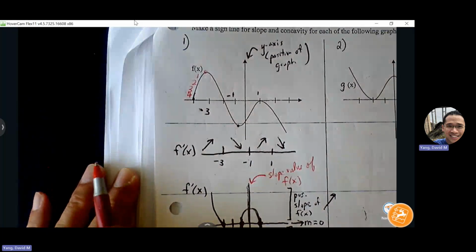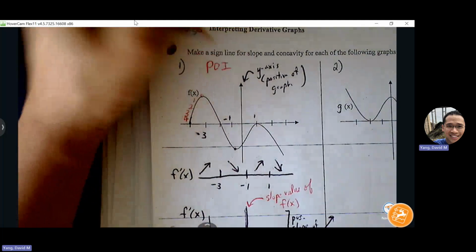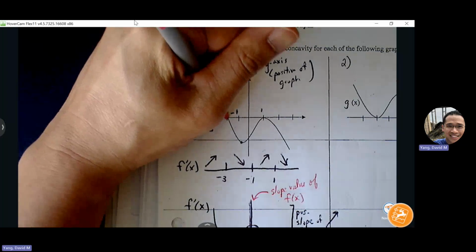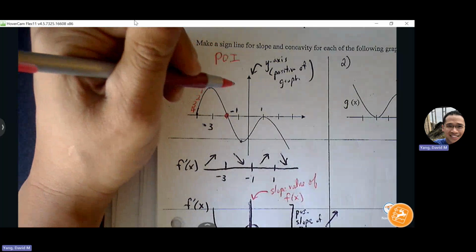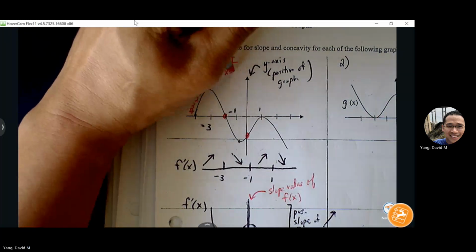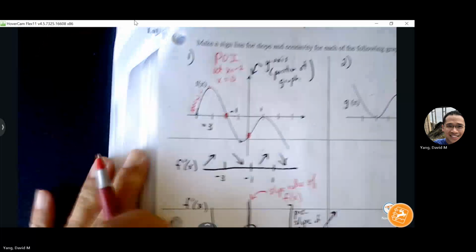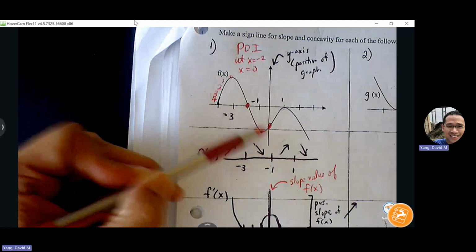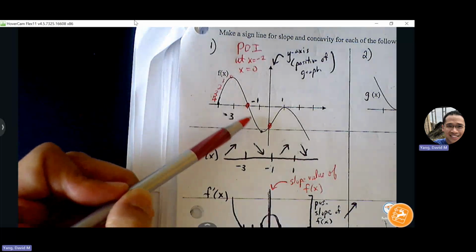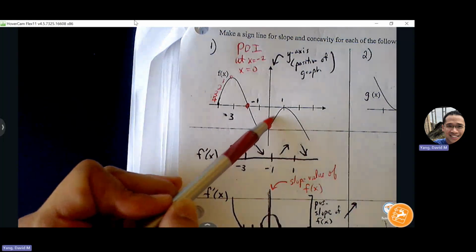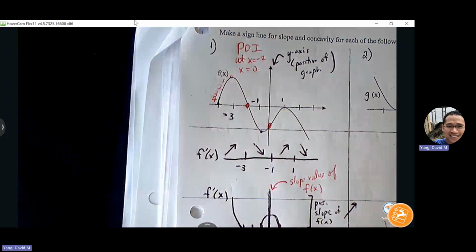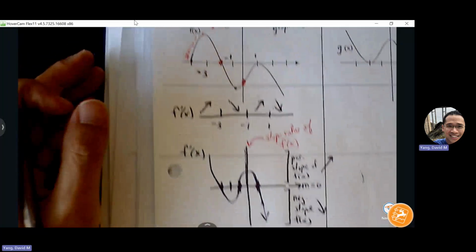Now, something that I would have to tell you at the beginning here, I want to also connect this with a second derivative sign line. So let's say on this graph that there is a point of inflection at -2 and at 0. Okay, I want you to look at the graph here. If these are points of inflection, tell me the concavity here. In this region, this graph is what? Concave down. In this region, the graph is concave up. In this region, the graph is concave down. Okay, so my points of inflection are at -2 and 0. So I'm going to create a second derivative sign line down here.